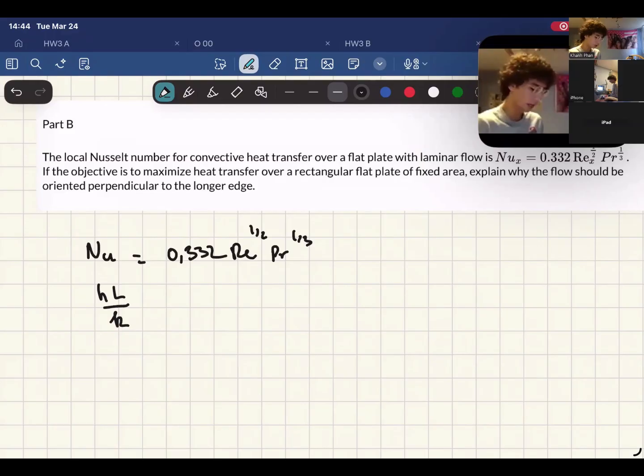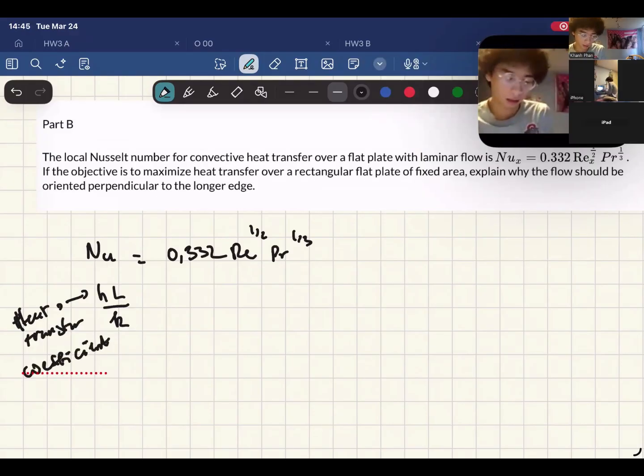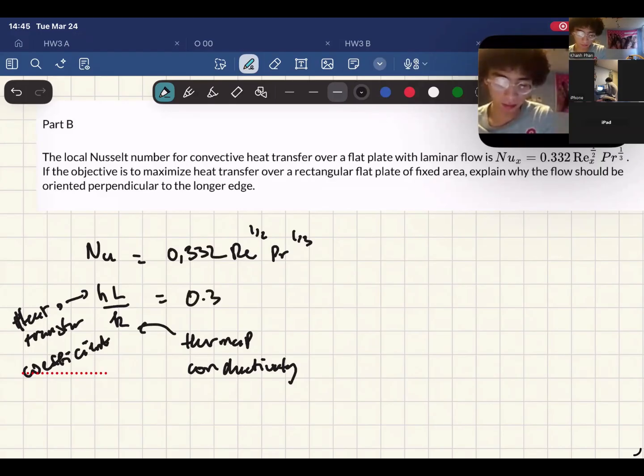So h is the heat transfer coefficient, and then k is the thermal conductivity, and then L is just for length. And then we have this.